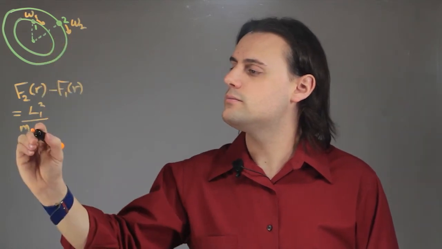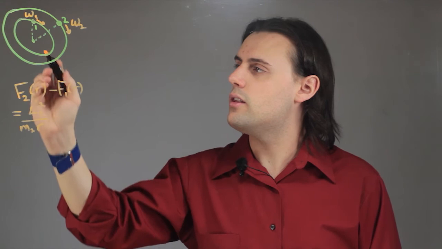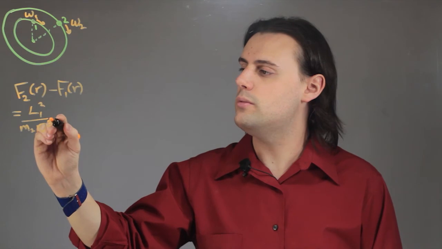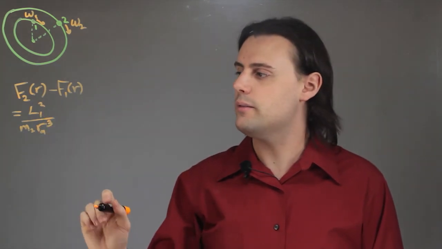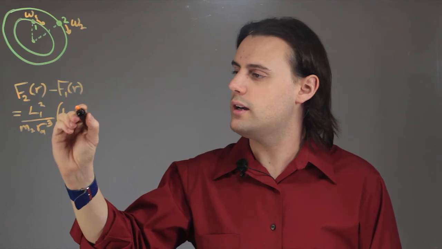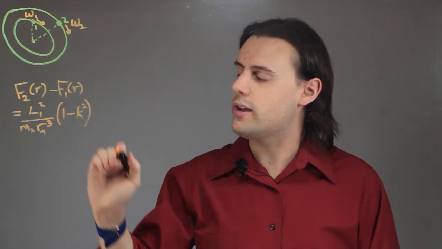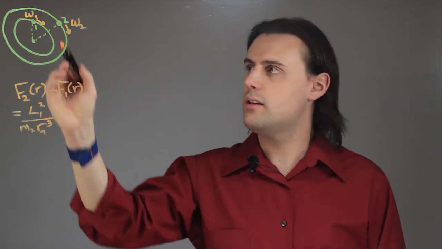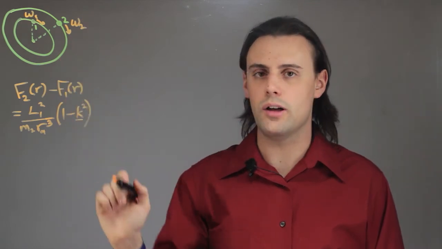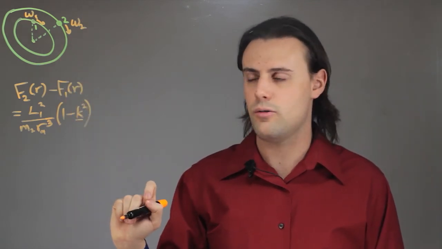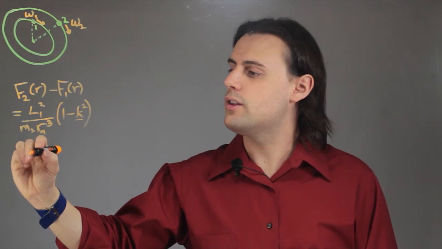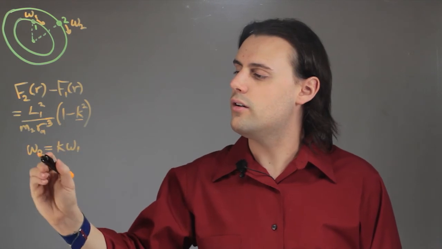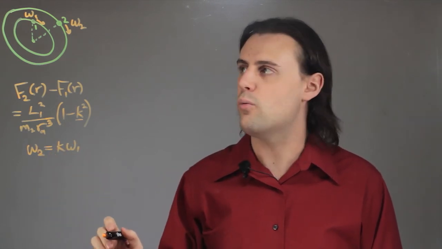body 2 times the distance between the center and body 1 cubed, so we have an inverse cube law here, times 1 minus k squared, where k is a factor that relates the respective angular velocities of the celestial bodies in question. So you can think of k as the ratio of omega 2 over omega 1.